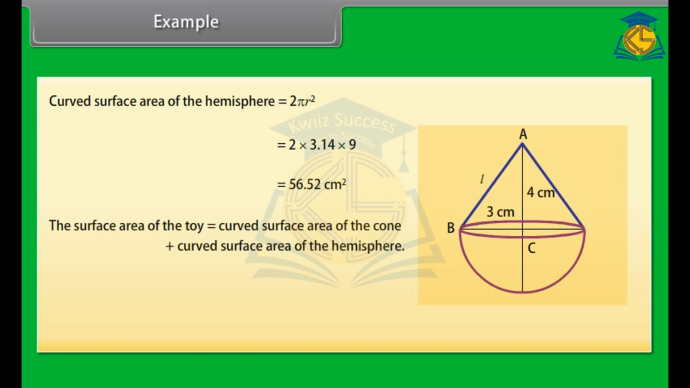Hence, the surface area of the toy is equal to curved surface area of the cone plus curved surface area of the hemisphere. This is equal to 47.1 plus 56.52. This gives 103.62 centimeters square.